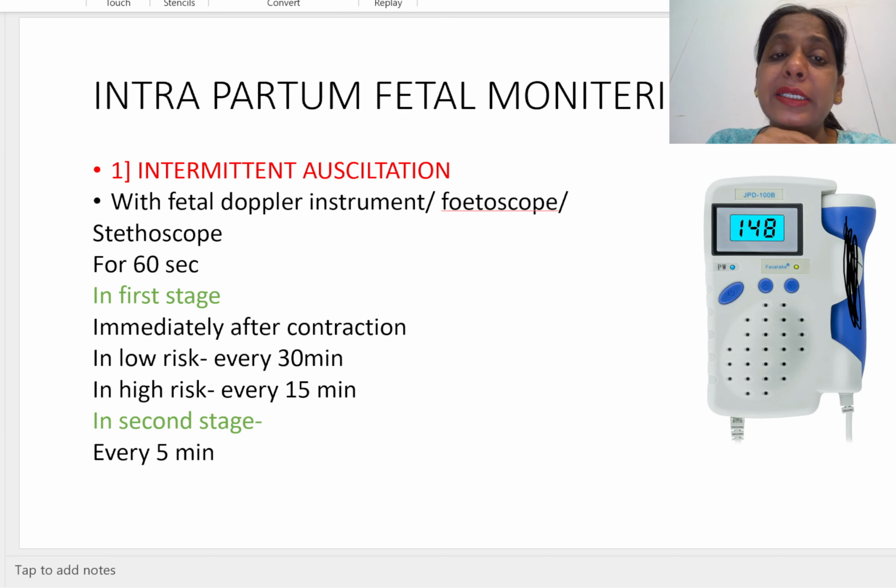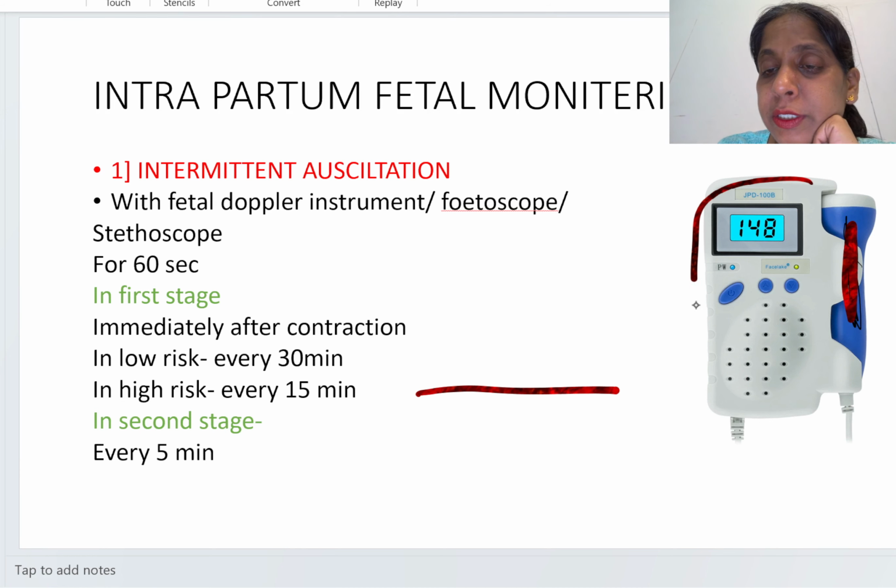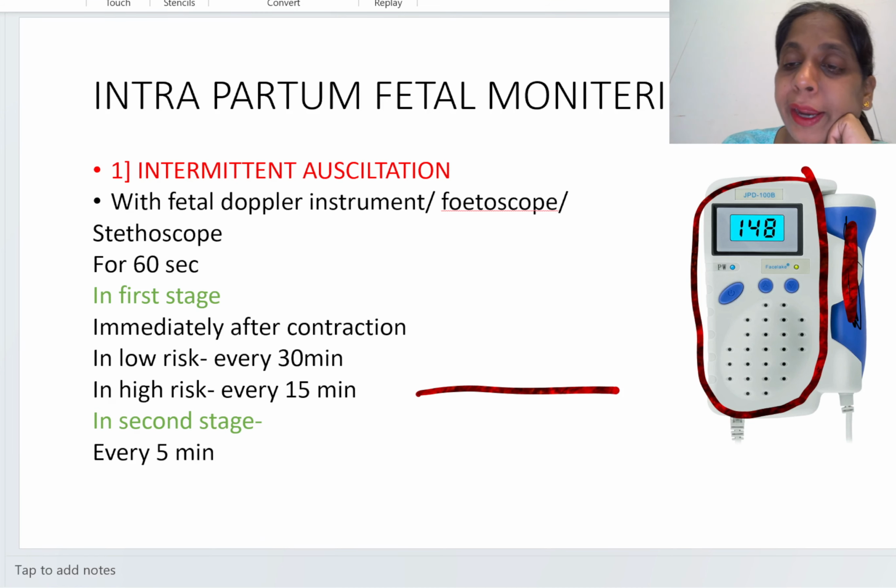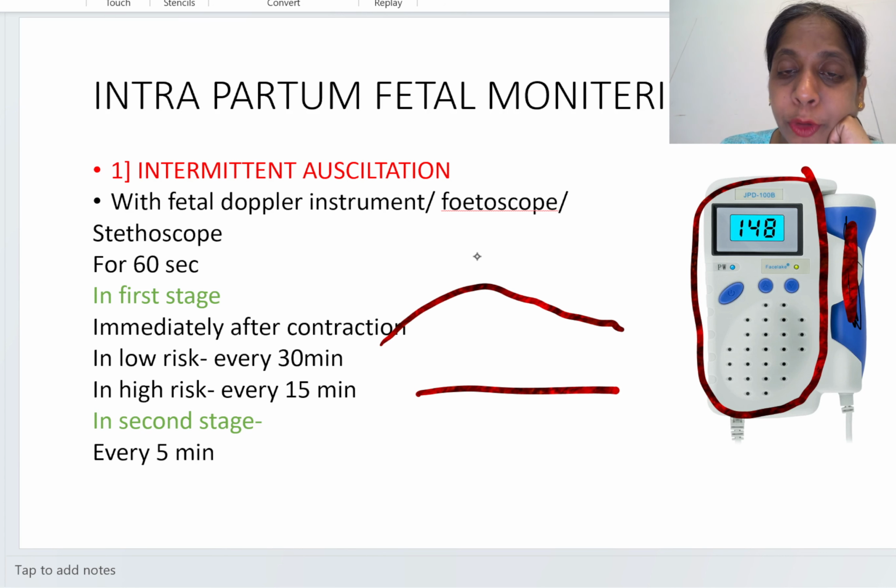Okay, we can listen to it by this fetal Doppler. This is the image of the fetal Doppler. Okay, so this is the probe. The rest of this instrument we hold in our hand, we take out this probe, and we put this probe on the fetal abdomen here.